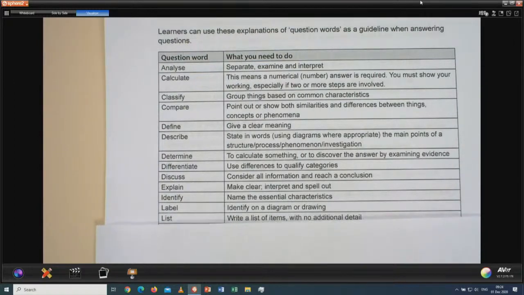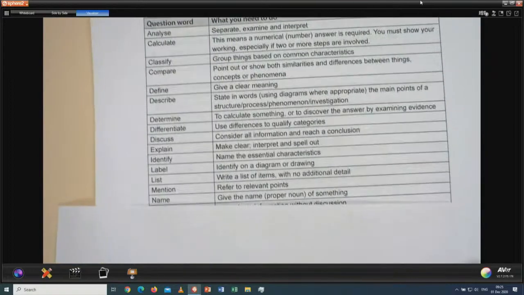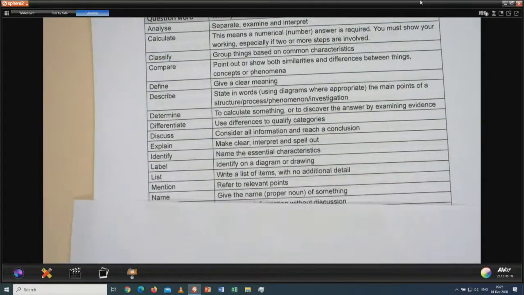List: you write a list of items with no additional detail. Mention: refer to relevant points. Name: give the name of something or a proper noun. And then we go to the next one. After naming, we can state or give: write down information without a discussion.